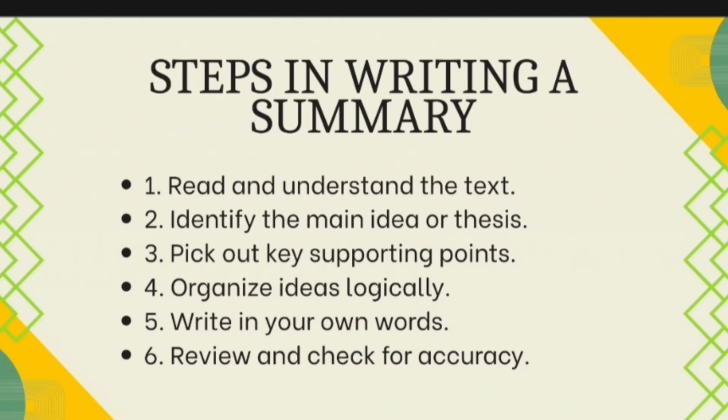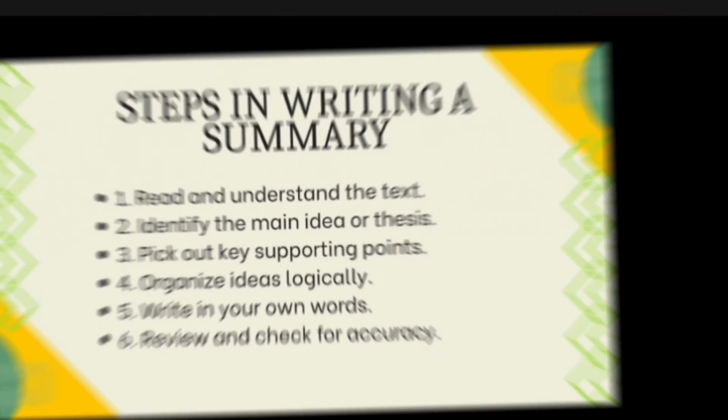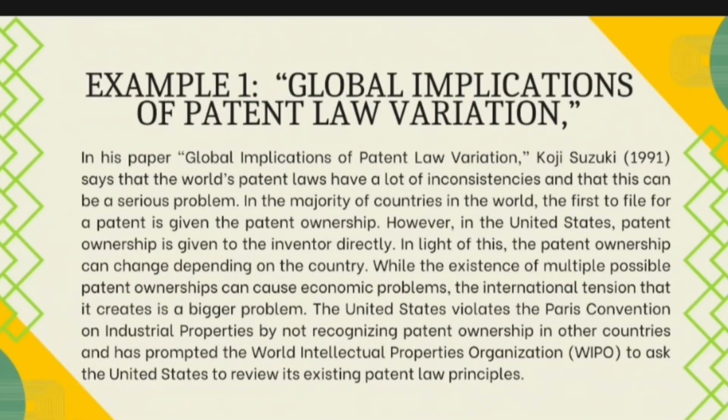Here is another example of a summary. Example number 1. Global Implications of Patent Law Variation. In his paper, Global Implications of Patent Law Variation, Koji Suzuki said that the world's patent laws have a lot of inconsistencies and that this can be a serious problem.